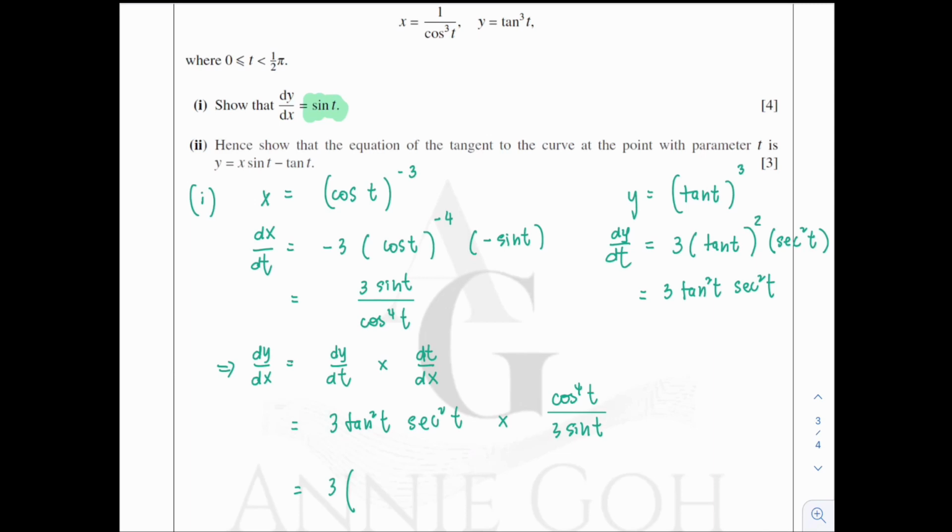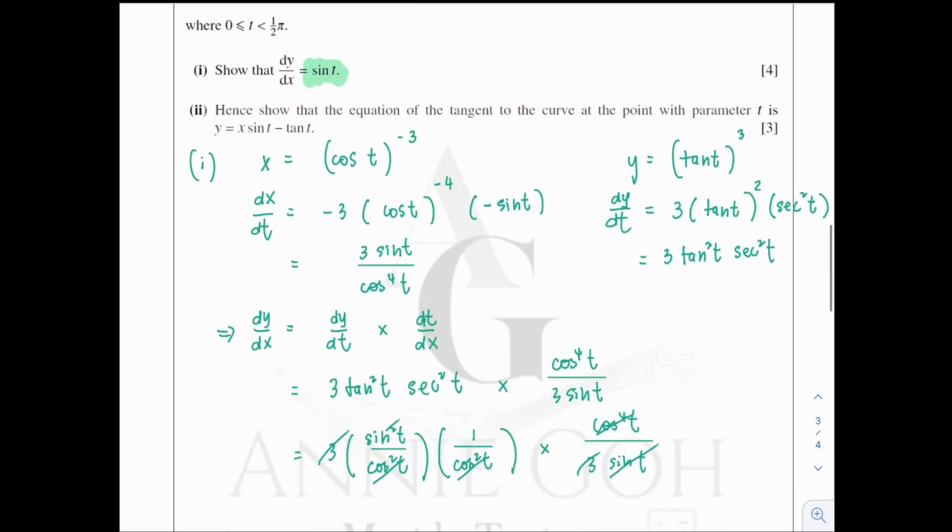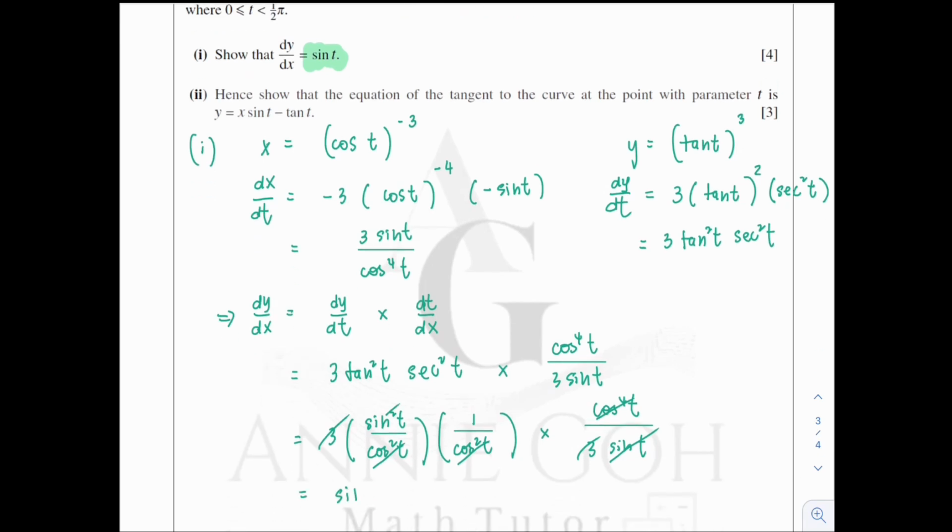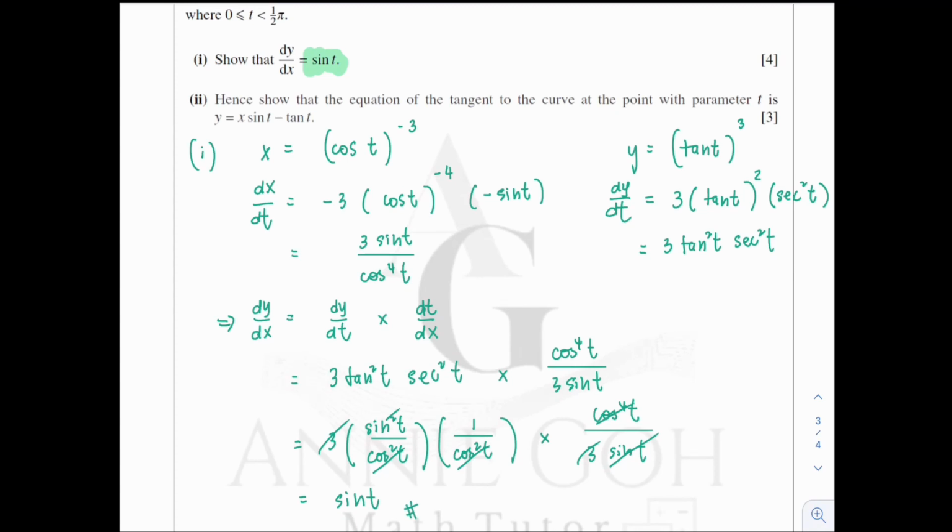So tan squared, you split it into sine squared t over cos squared t. Sec squared, make it into 1 over cos squared t, times cos to the power 4 over 3 sine t. So you notice that the 3 can be cancelled off. The cos to the power 2 can be cancelled off with the cos to the power 4. Sine t cancels off with the sine squared at the upper part. Then you are left with only sine t. That's how we show for part 1.